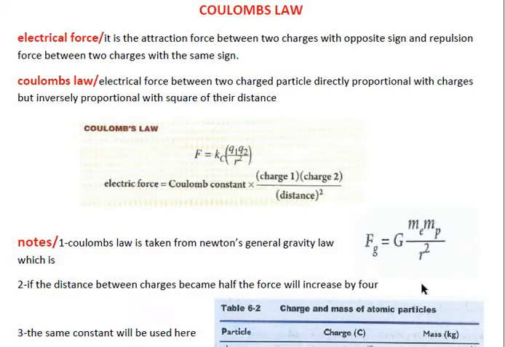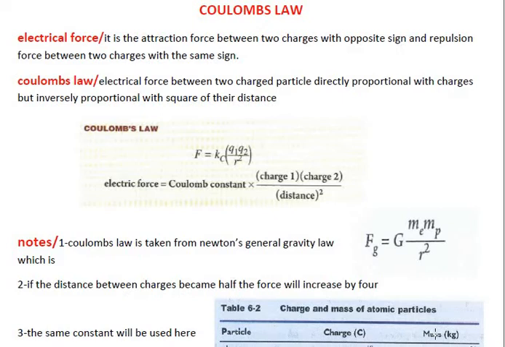But this rule here is Fg equals G times m1 m2 over r squared. This is called the general gravity law of Newton, and we use this to find the gravitational force between two objects. So Coulomb took his rule from Newton's general gravity law.